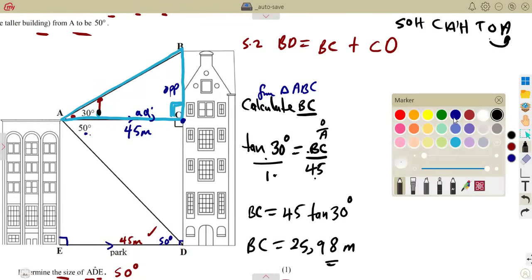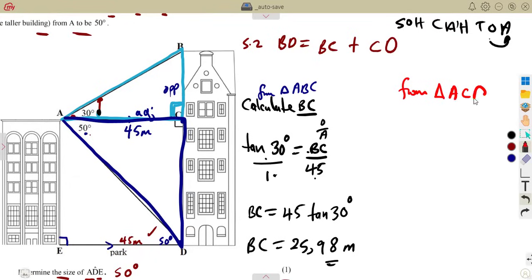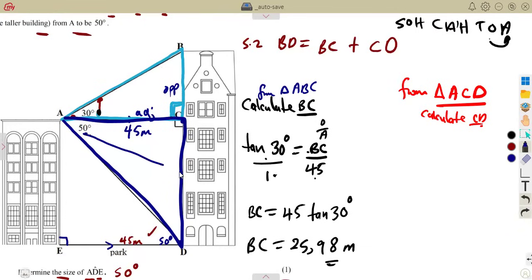We do the same thing from this remaining triangle ADC or ACD. We are going to use it to calculate CD. So from triangle ACD, it's also a right angle triangle. You have to calculate CD. According to this triangle, this time, we are no longer focusing on this 30 degrees that we used. This time we are focusing with the 50 degrees inside of this triangle.